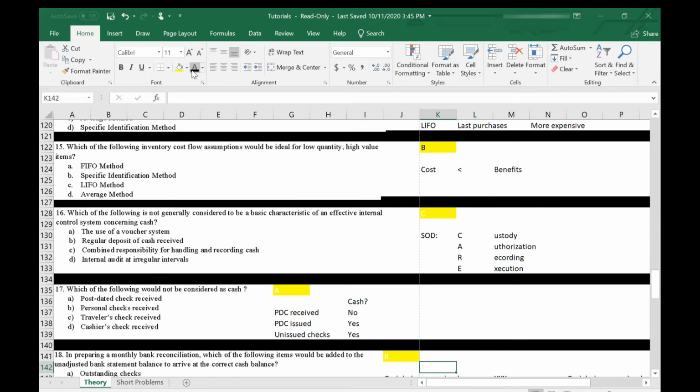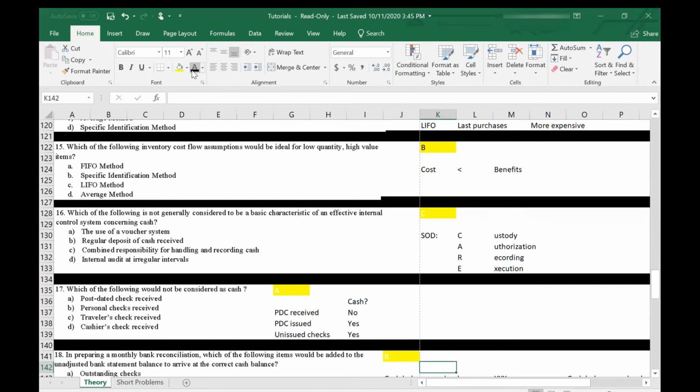Letter B, regular deposit of cash received, meaning all your collections during the day, at the end of the day, you deposit right away to the bank. Is it a good control? Yes, because again, cash is king. Cash means higher risk because it's vulnerable to theft. Therefore, it would be more advisable to deposit the cash right away at the end of the day.